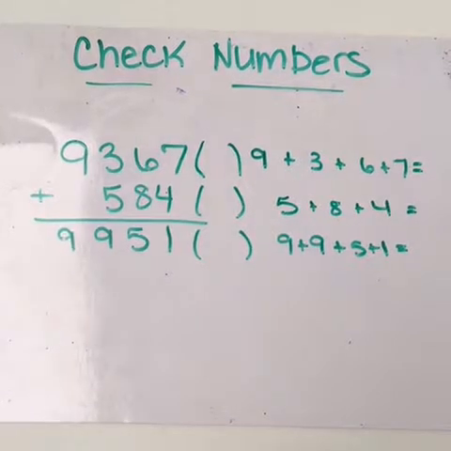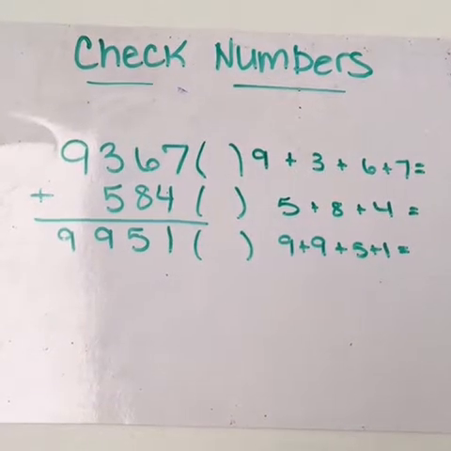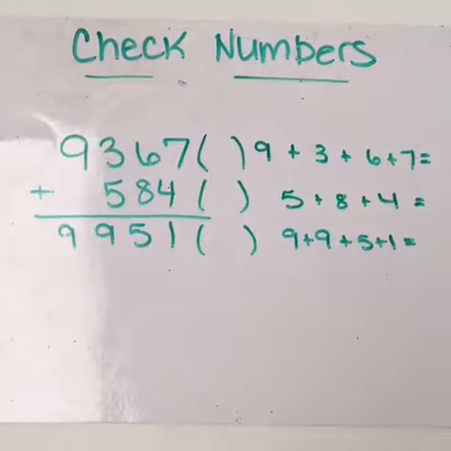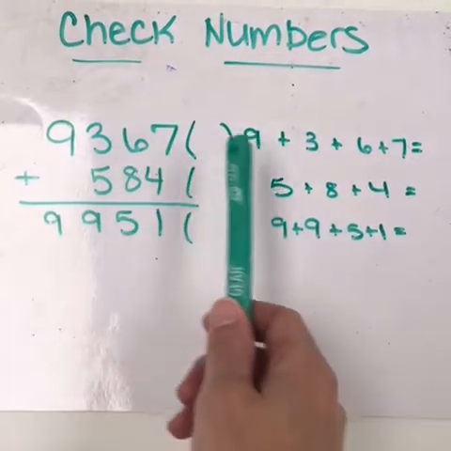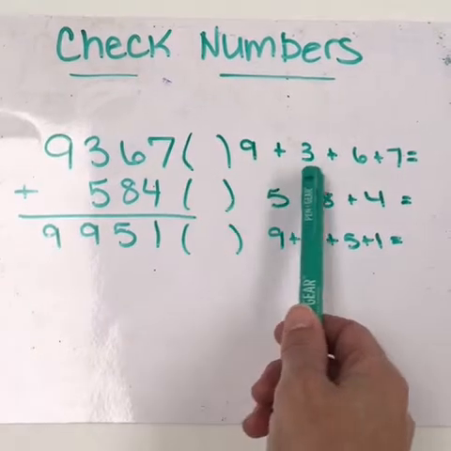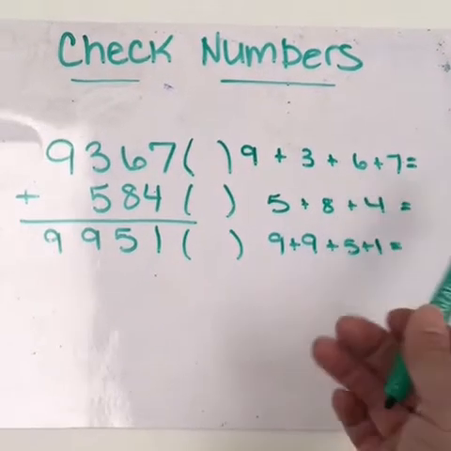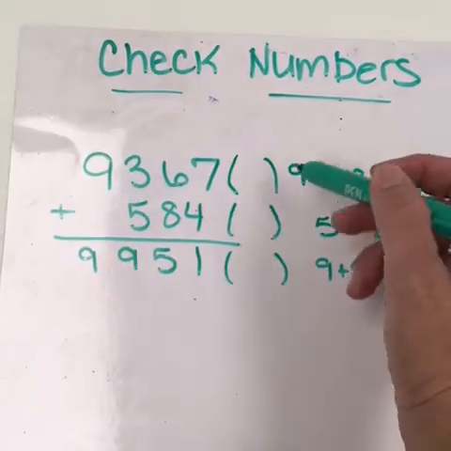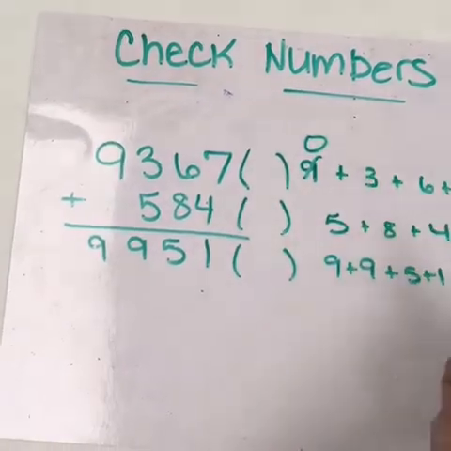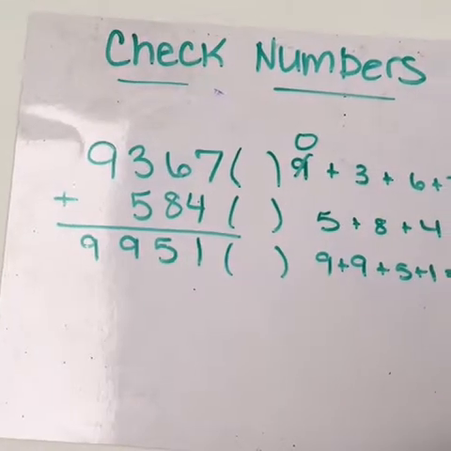So a check number is the remainder after dividing a number by 9. The quick way that you can find it is by adding all the digits up in a number. So for example, we add 9 plus 3 plus 6 plus 7. Now because we're dividing by 9, nines are going to be considered zeros with our check number, because there's no remainder when you divide by 9.